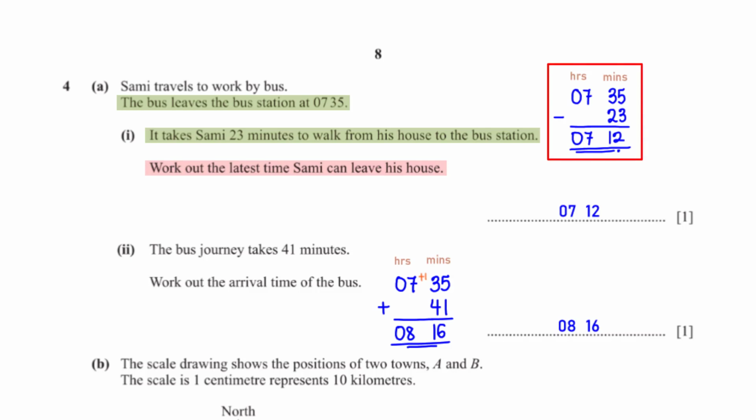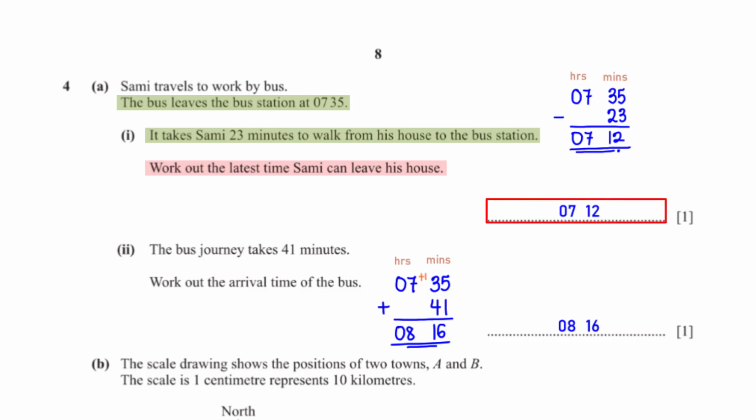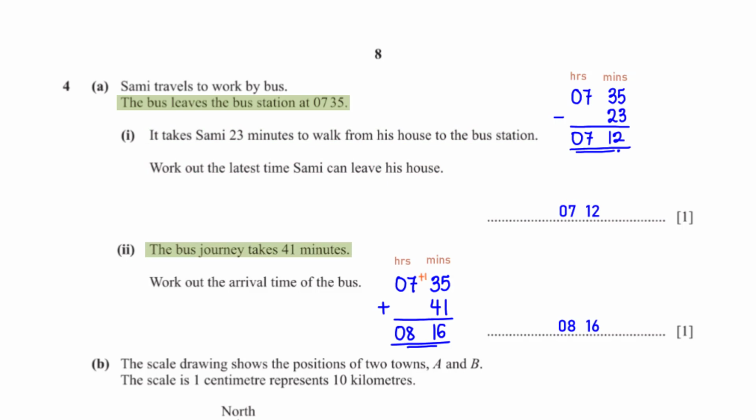To get the latest time he can leave the house, we subtract 23 minutes from 7:35. Under the minute column, 35 minus 23 is 12. And under the hour column, 7 minus 0 is 7. So we have 7:12. The bus journey takes 41 minutes.